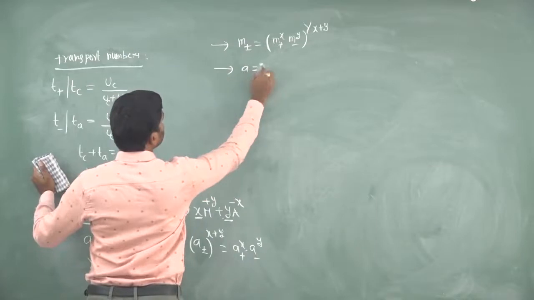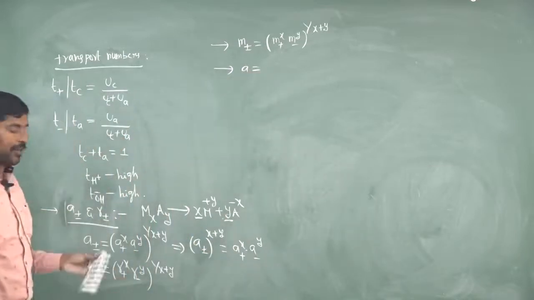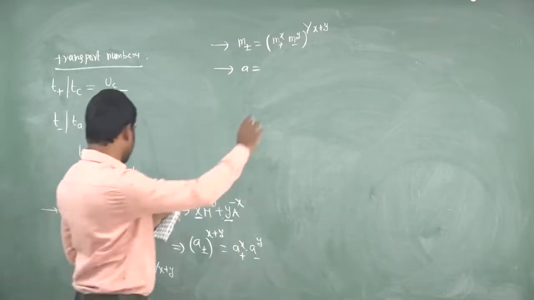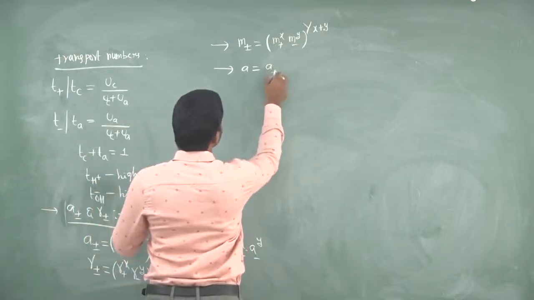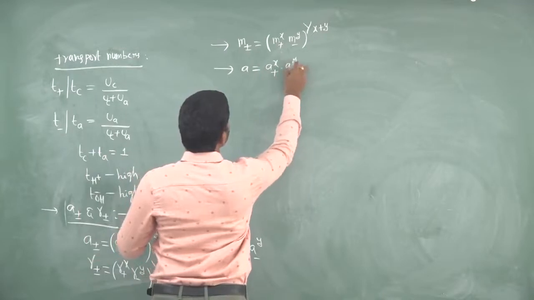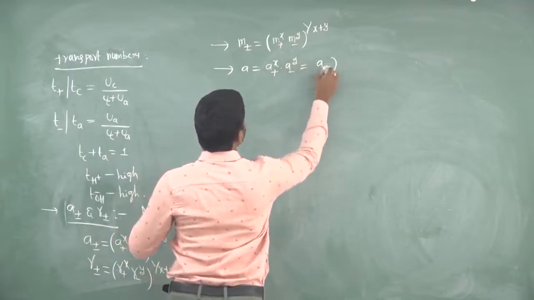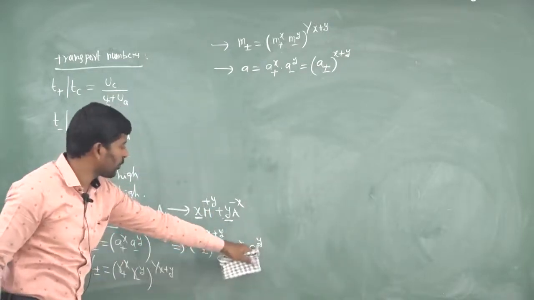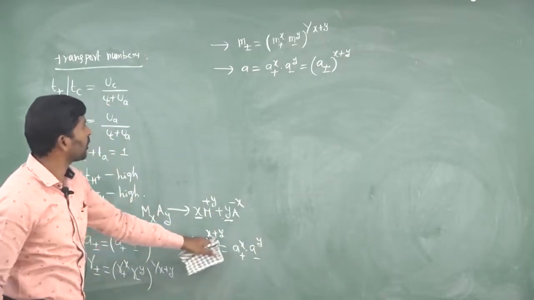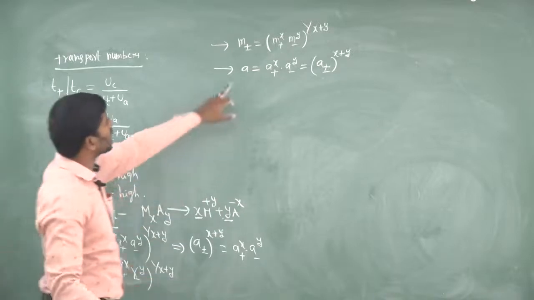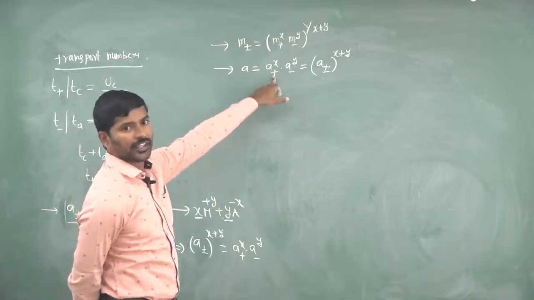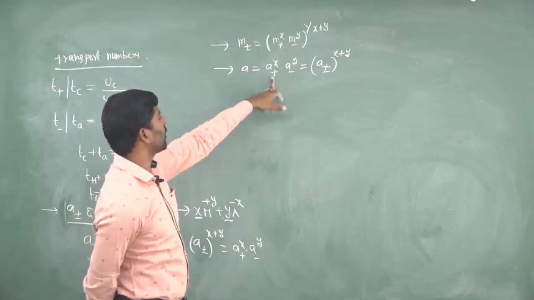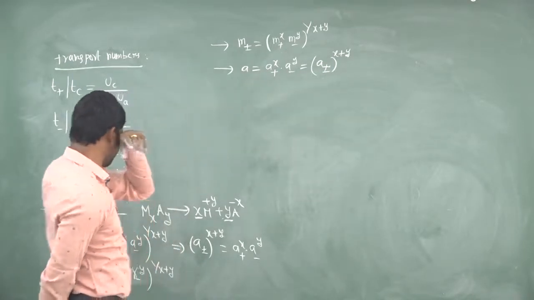If you see the relation between activity and mean ionic activity coefficient, a is given as a plus power x, a minus power y only. That may be written as a plus or minus whole power x plus y. This is the activity of the electrolyte, and this is the activity of cation times the activity of anion.